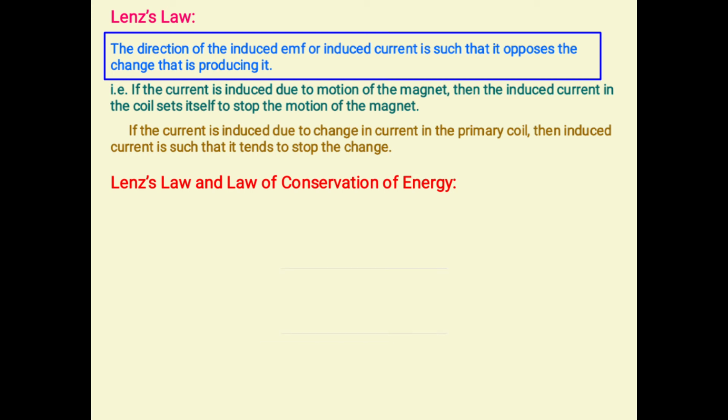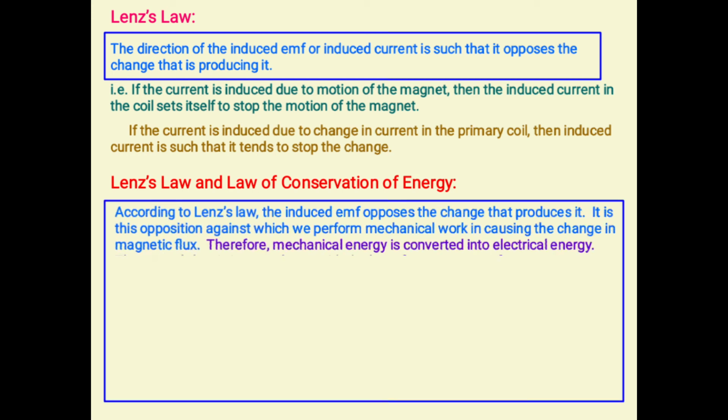Now the explanation of Lenz's law and conservation of energy will be similar. What does it say? The induced EMF opposes the change that produces it. It is this opposition against which we perform mechanical work in causing the change in magnetic flux. Therefore, definitely mechanical energy is converted into electric energy.